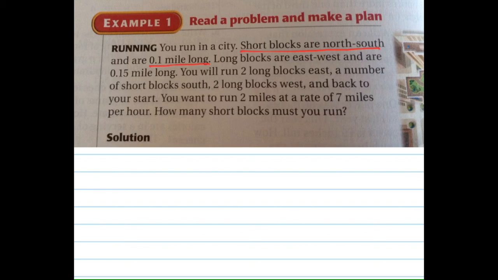Short blocks, I don't want you underlining in your book, but you could write these things down in your notes. Like write down, okay, key information. Short blocks are north-south, 0.1 miles long. Long blocks are east-west. Oh, look at that, I'm going to use a different color. That's why I put highlighters on the required materials. Long blocks are east-west, are 0.15 miles long.